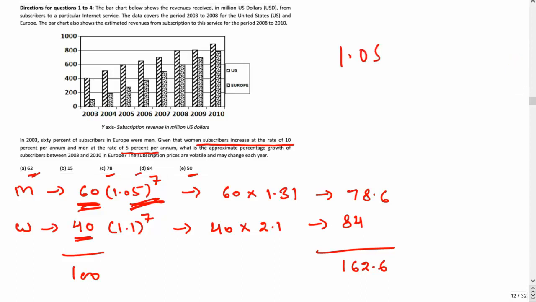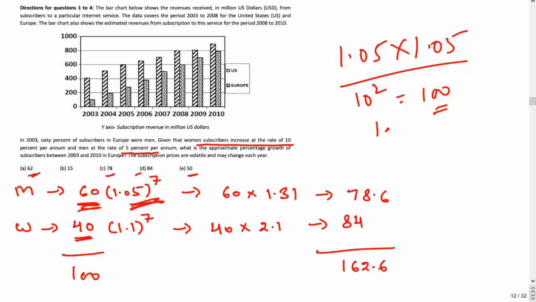So 1.05 into 1.05. Okay. Can you say immediately that 1.05 into 1.05 is very much close to 10 square? Okay, which will be around 100. So it will be a little bit more than 100. So you can take that to be around 1.1. Okay, so 1.05 into 1.05, you can take it to be around 1.1.